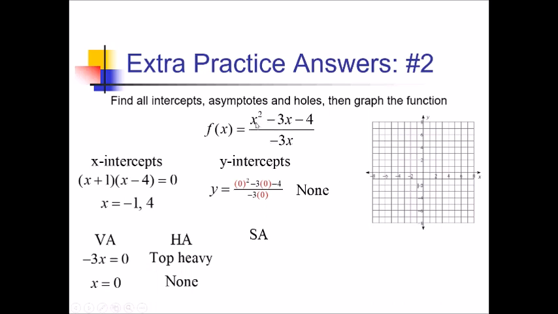So dividing everything by negative 3x, we have x squared over negative 3x minus 3x over negative 3x minus 4 over negative 3x. We're just going to go ahead and simplify this, and that'll give us the slant asymptote. We have an x canceling in our first fraction, ending up with x over negative 3, which I can rewrite as negative 1/3 x. For the next one, I have negative 3 over negative 3, which is plus 1. That one wasn't so bad.